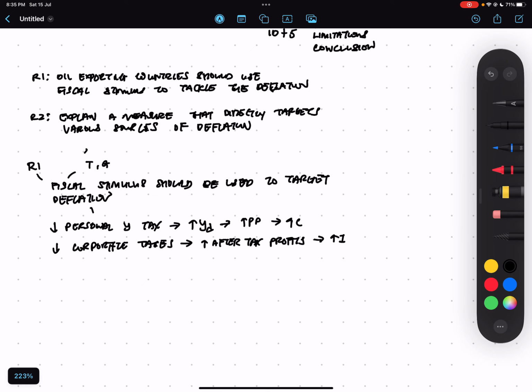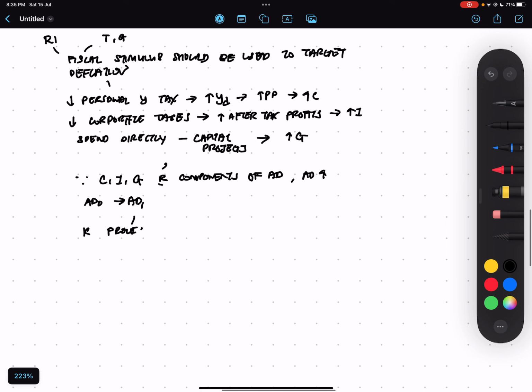Yeah. The government can also spend directly. For example, on capital projects. Then this would directly increase G. Yeah. So collectively, because C, I, and G are components of AD, AD would increase from AD0 to AD1. And this will start the multiplier process.